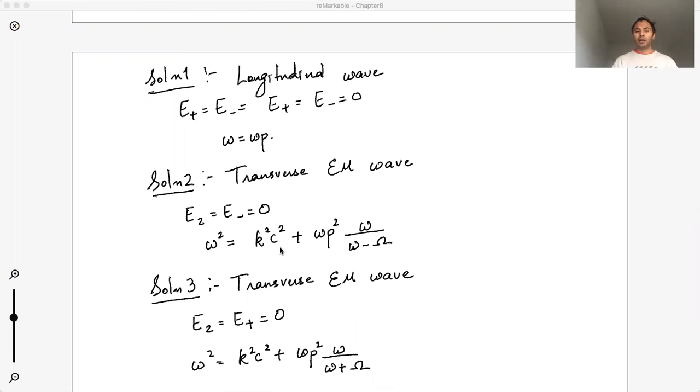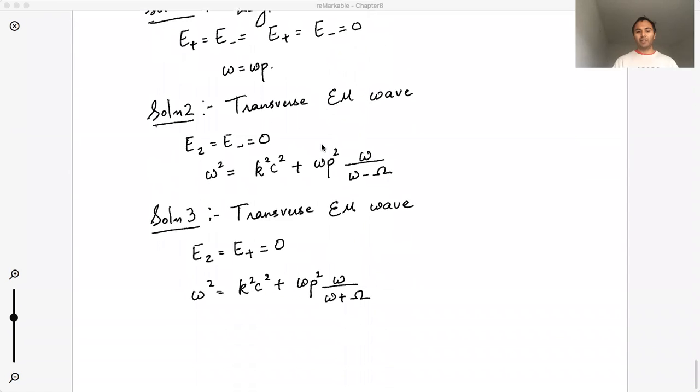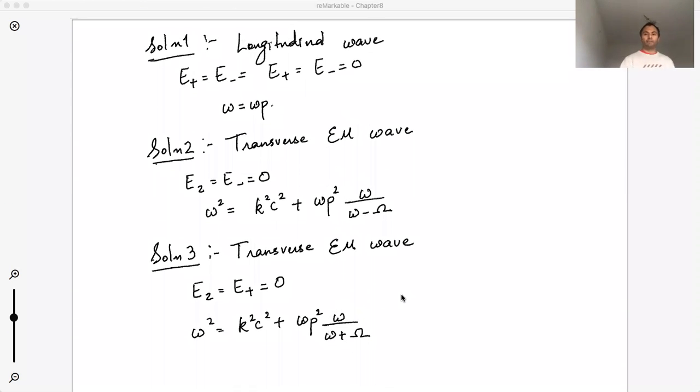Now, the new thing with the magnetic field is that I have a third solution, which is not degenerate, where I set E plus and EZ equal to 0, and I can have any E minus I want as long as this factor is 0, right? And that factor again gives you a third solution. So in the isotropic case, you only had 2 unique solutions, right? But in this case, you have 3 unique solutions.